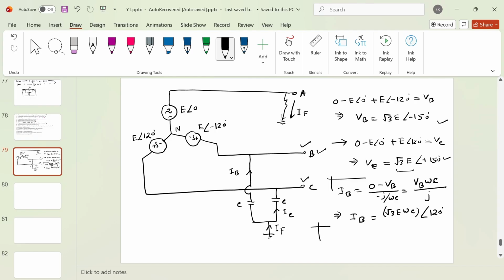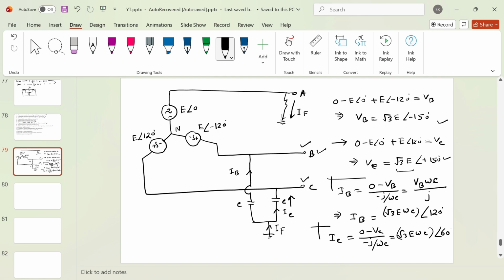And if you calculate the phase current, this current, you will get 0 minus VC by minus j by omega C. So you will get root 3 E omega C at an angle of 150 minus 90. You will get 60 degrees. So this is the thing that you will get.